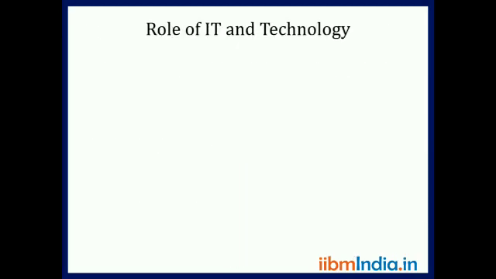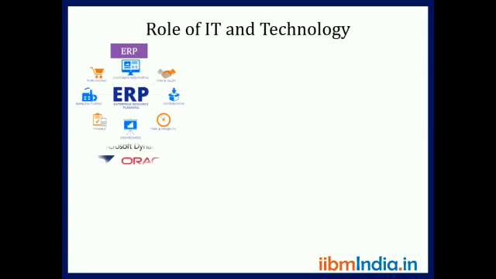After this, one important thing in today's world is IT, that is information technology. So what is the role of IT and technology in supply chain? If you see the different fields like ERP, which is a kind of software used in the majority of organizations and multinational companies, it connects all your stakeholders and all your departments. So it makes your supply chain more transparent, faster, and reliable.